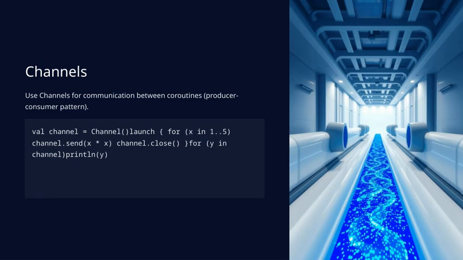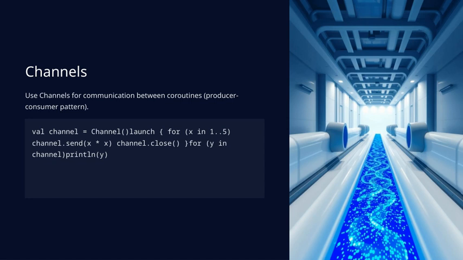Now let's talk about channels, which are a fundamental part of coroutine communication. Think of channels as a kind of pipeline that allows coroutines to send and receive data efficiently. This setup follows the producer-consumer pattern, where one coroutine produces data and another consumes it.